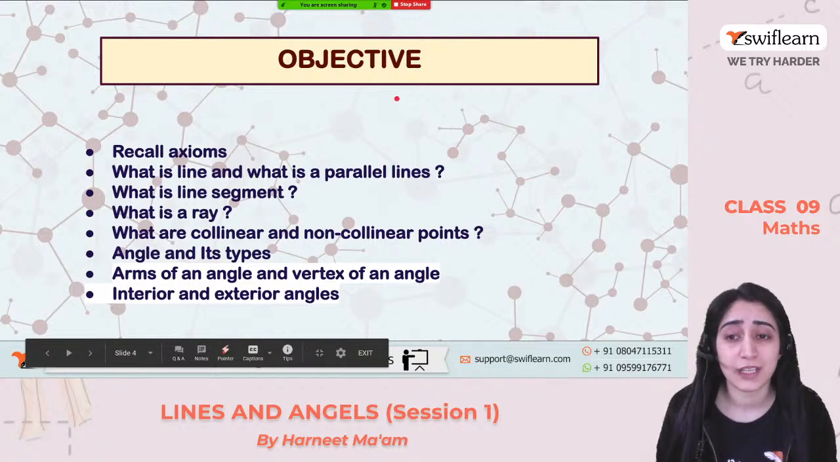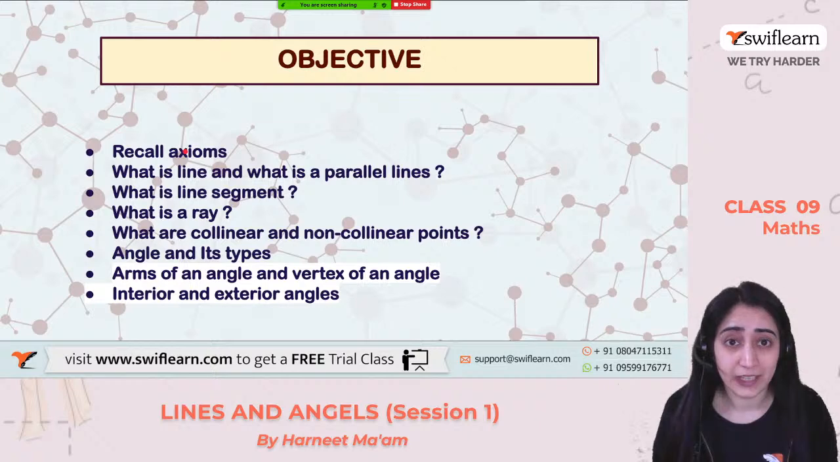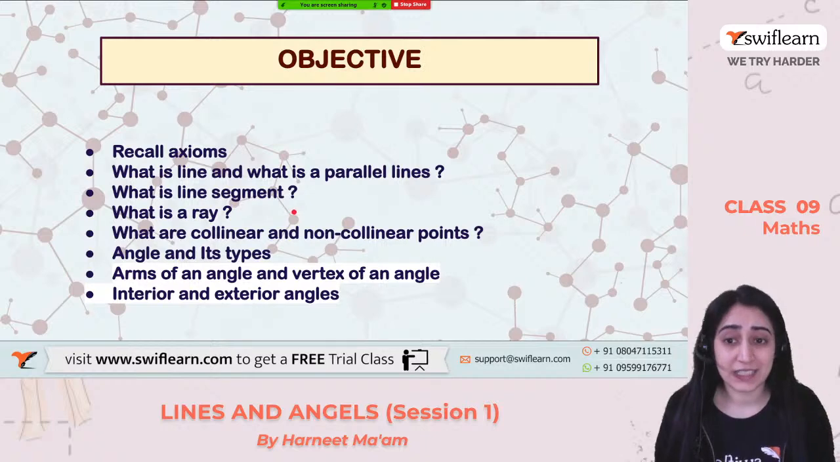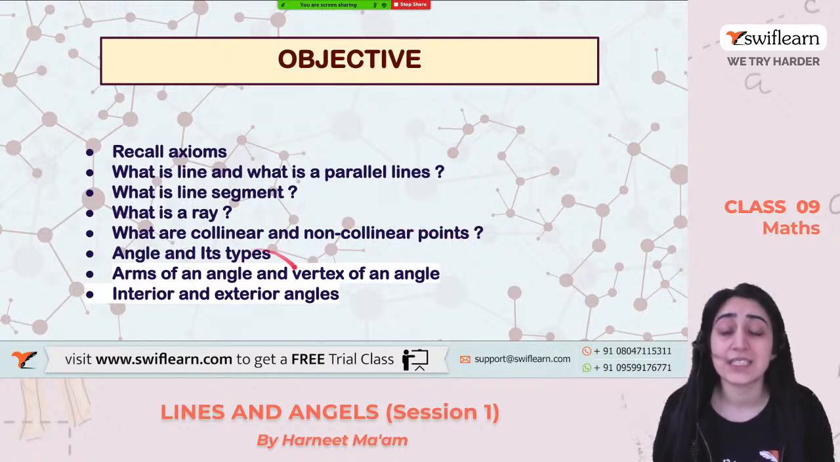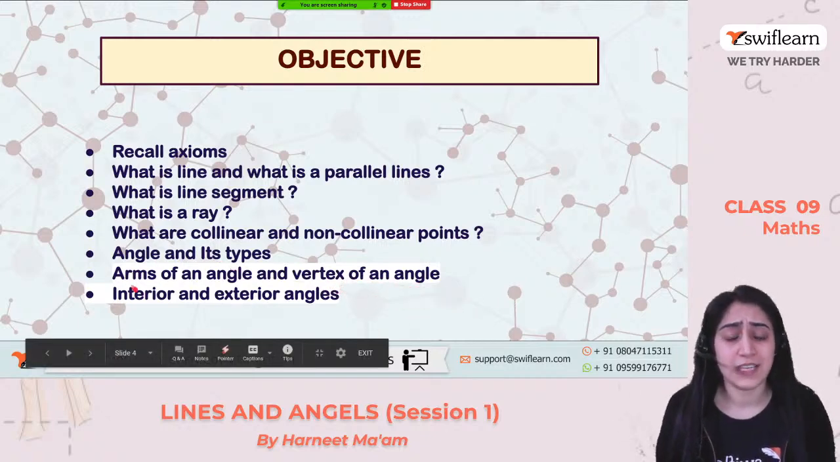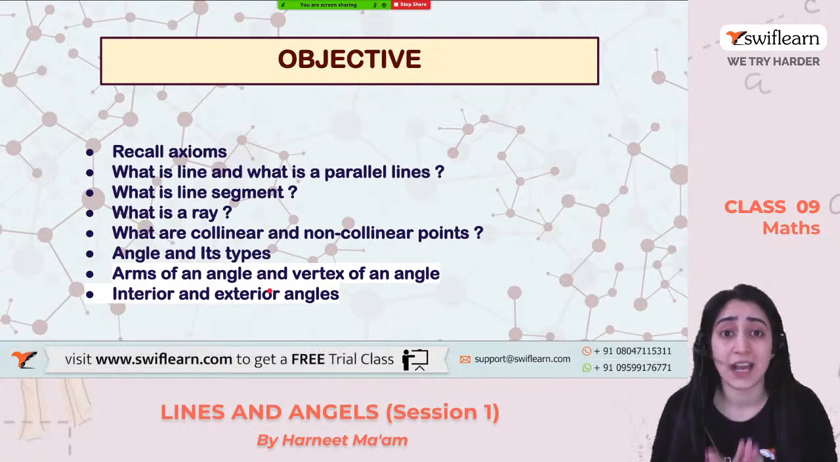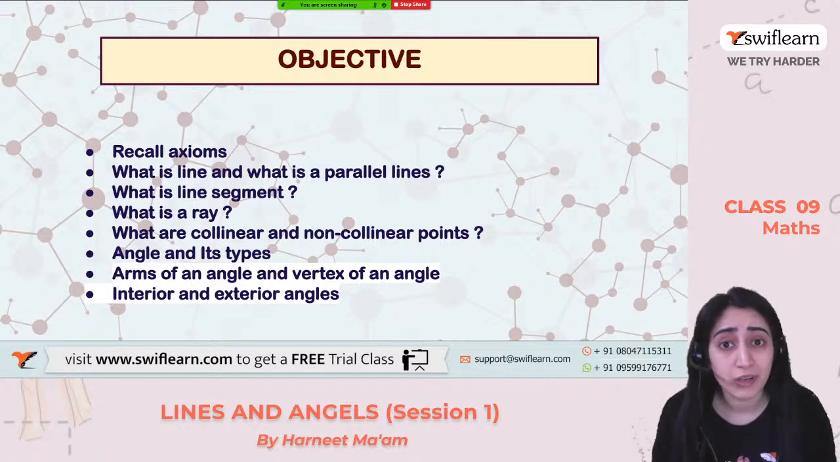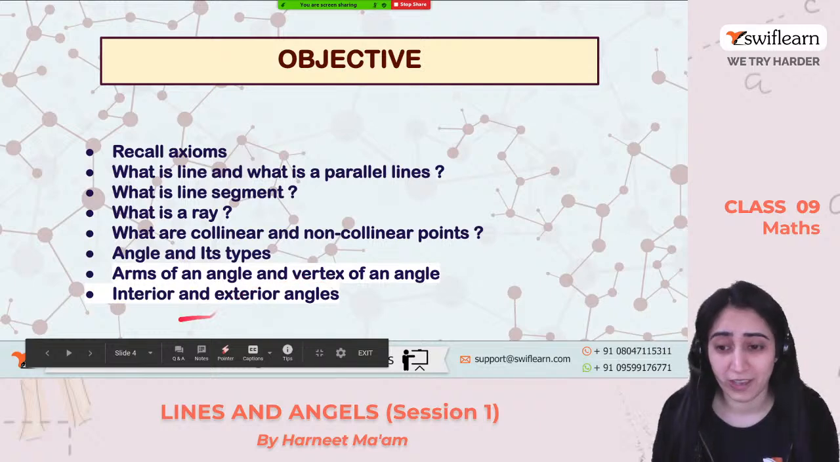The objective of today's class is recalling axioms. What do we call this? Axioms. And what is a line? What is a parallel line? What is a line segment? What is a ray? What are collinear and non-collinear points? What is an angle and its types? The arms of an angle and vertices of an angle, the interior and exterior of an angle. So everything that is related to lines and angles, the basics that you have already studied, but it would be a revision. Okay, so we'll do this today all together.